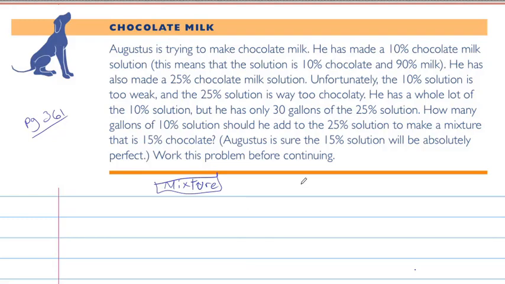So to weaken this up, we're going to pour some of this 10% solution into the 25% solution. So when this says he has a whole lot of the 10% solution, that means we can just keep pouring and pouring as much as we need to. All right, how many gallons of the 10% solution should he add to that 25% solution, of which he has 30 gallons, to make a mixture that is 15% chocolate?